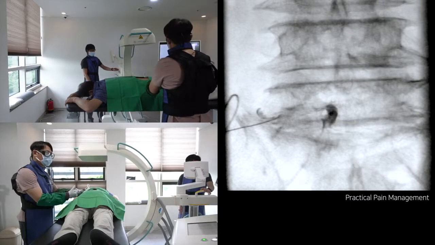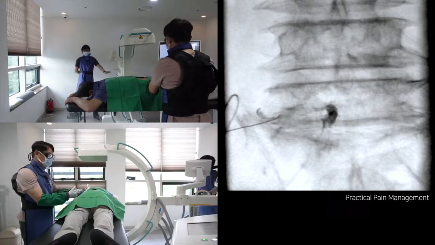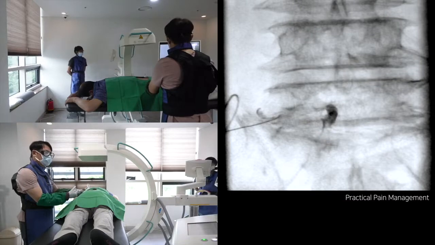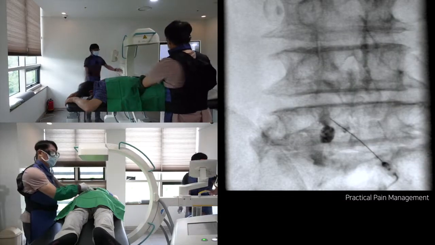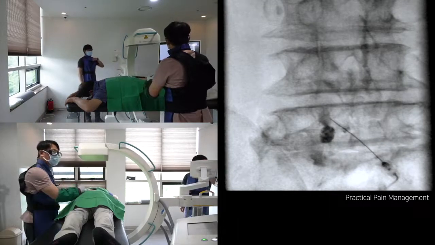I will infiltrate the steroid mixture. I frequently ask the patient if he feels okay. It is one of the advantages of the inferior approach. Let me infiltrate the steroid and Botox mixture.